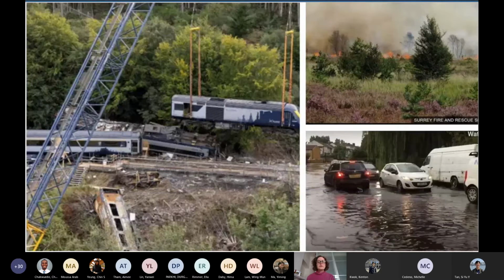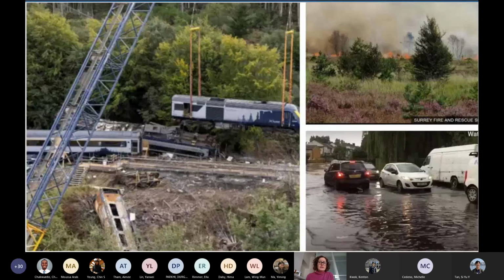So globally, you've probably heard over the summer and autumn about wildfires in the Arctic and on the west coast of the United States. We've seen disruption of shipping due to low water levels in the Panama Canal, for example. And here in the UK, on the left, you can see there was a derailment in Stonehaven in August, and that was a fatal crash that was due to heavy rain that compromised the earthworks stability of the rail.